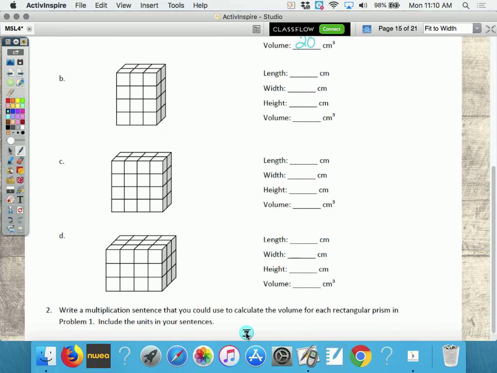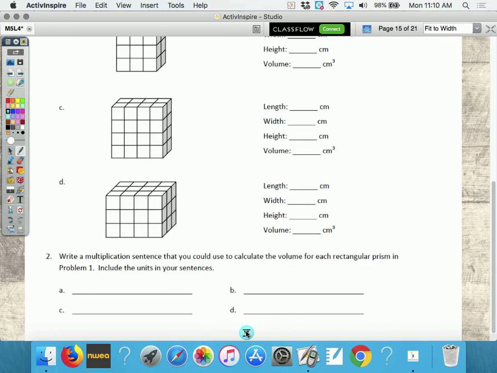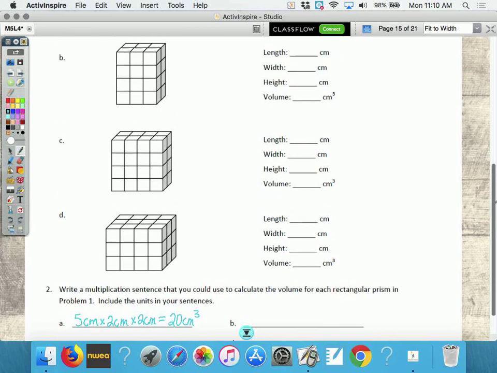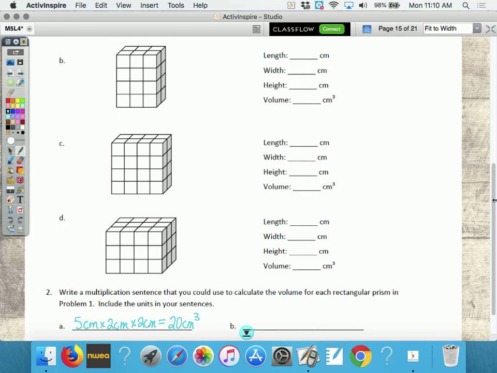Then down at the bottom, I'm going to do 5 centimeters times 2 centimeters times 2 centimeters equals 20 cubic centimeters. Everyone understand what to do there? Yes. Okay. So I'll give you a minute or so to work on those, and then I'll pull sticks for you to tell me the answers, okay?